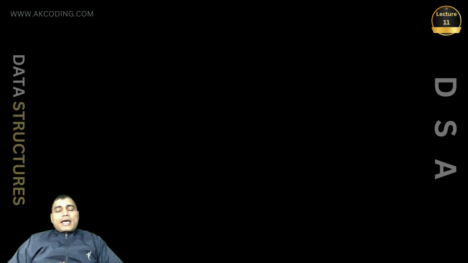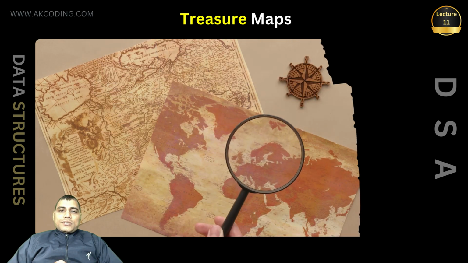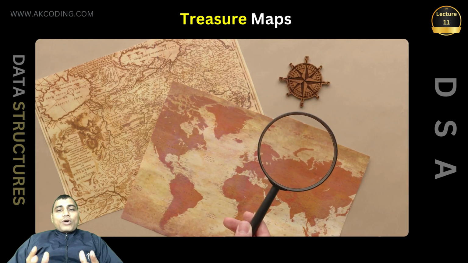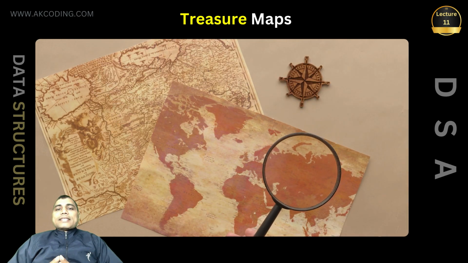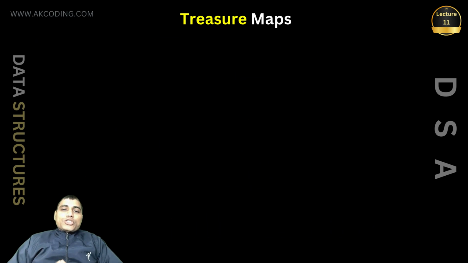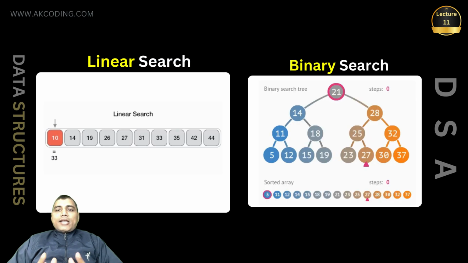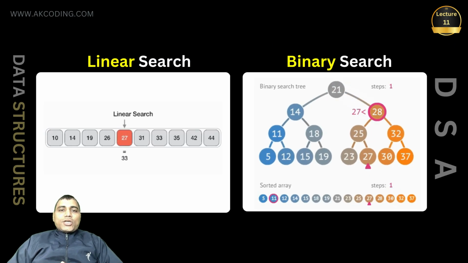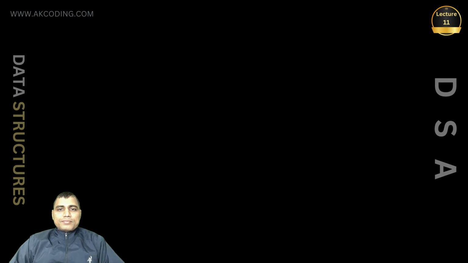Searching algorithms are like treasure maps. They guide us to find what we are looking for in a collection of data. The two most popular approaches are linear search and binary search. But what makes them different, and why is one faster than the other? Let's break it down step by step.